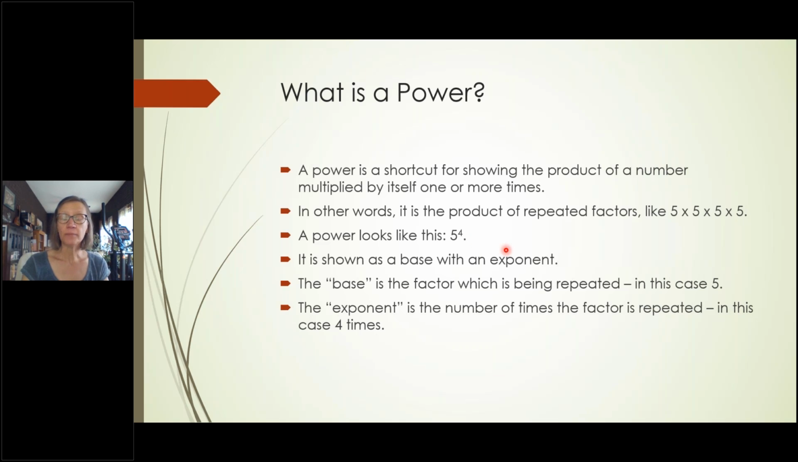It is shown as a base with an exponent. The base is the factor which is being repeated, in this case, the number 5. The exponent is the number of times the factor is repeated, in this case, 4 times.